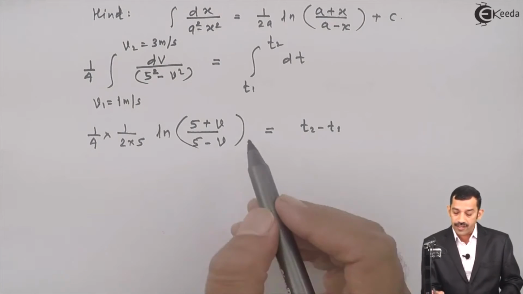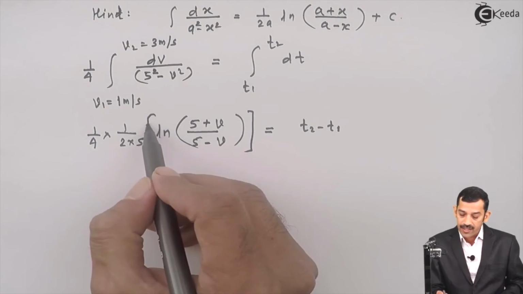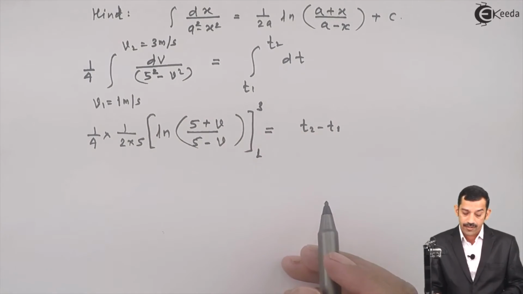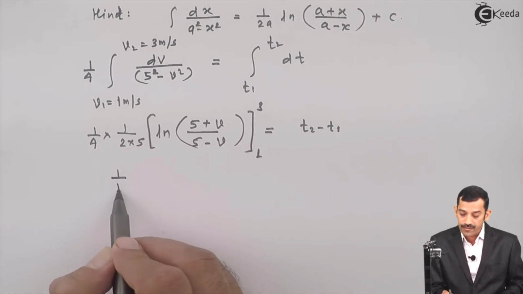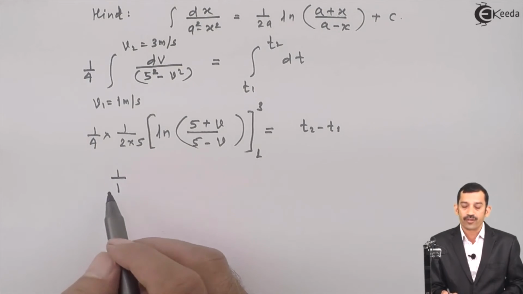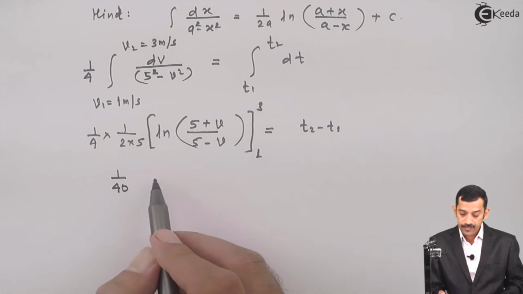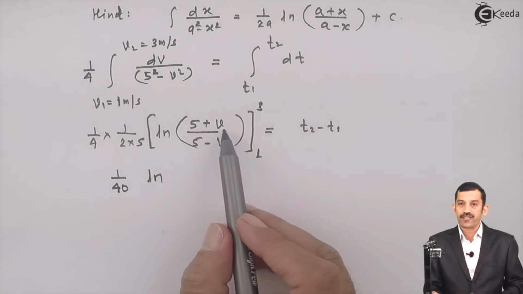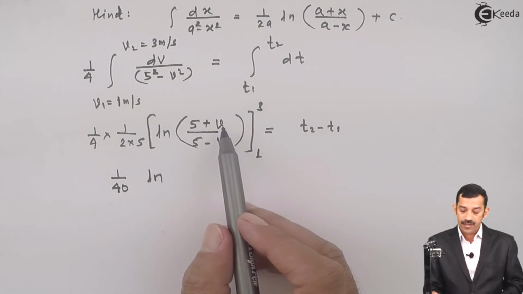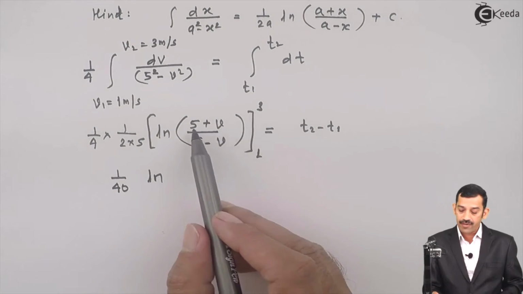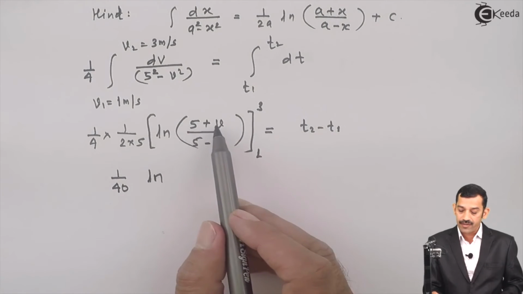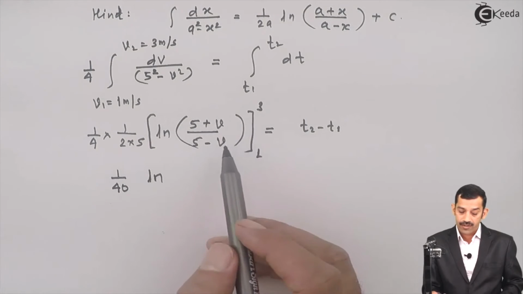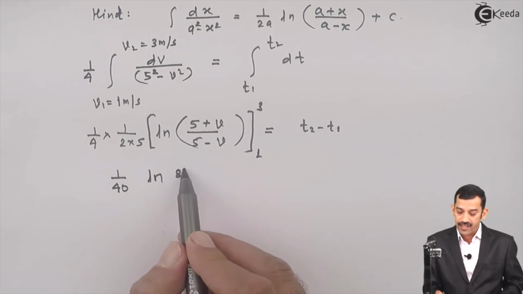Now if we substitute the limits of integration, where velocity varies from 1 meter per second to 3 meter per second, it becomes 1 upon 5 into 2, 10, 10 into 4 is 40, that means 1 by 40 ln of, now the upper limit if you substitute, it is 5 plus 3, that means 8, divided by 5 minus 3, that means 2.